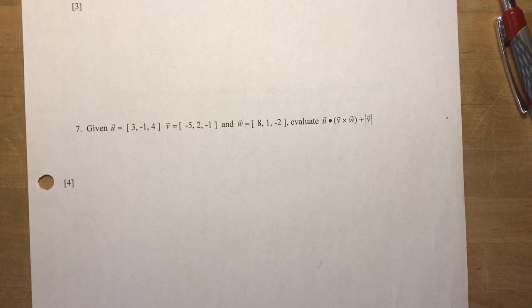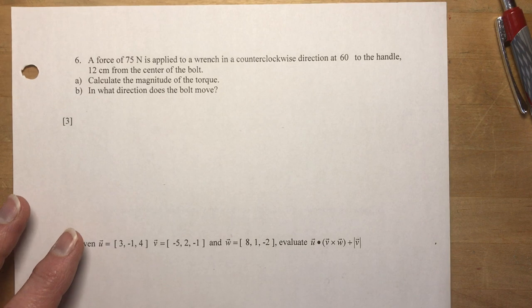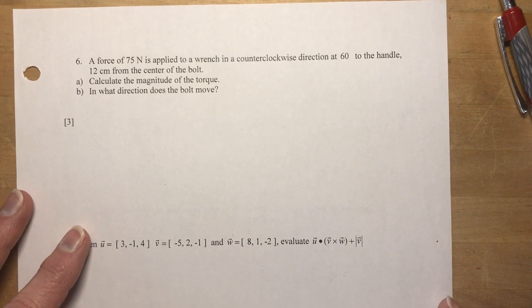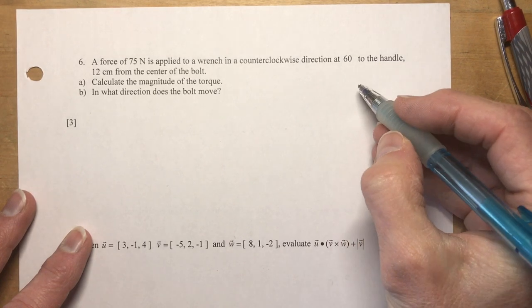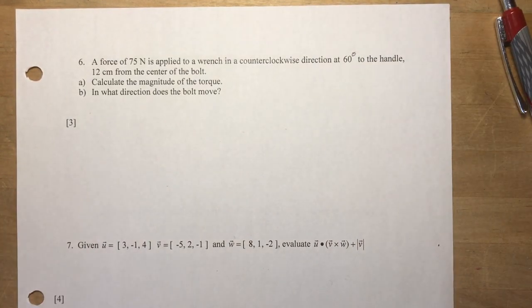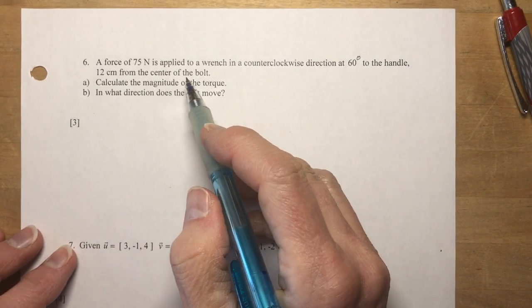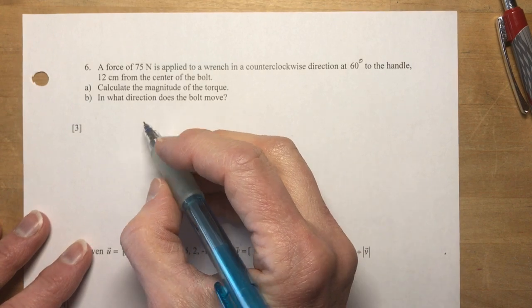Okay, number 6. A force of 75 newtons is applied to a wrench in a counterclockwise direction at 60 degrees to the handle, 12 centimeters from the center of the bolt. Calculate the magnitude of the torque.